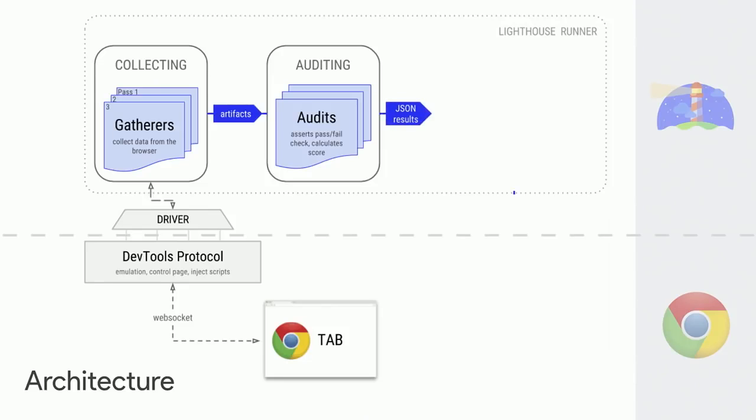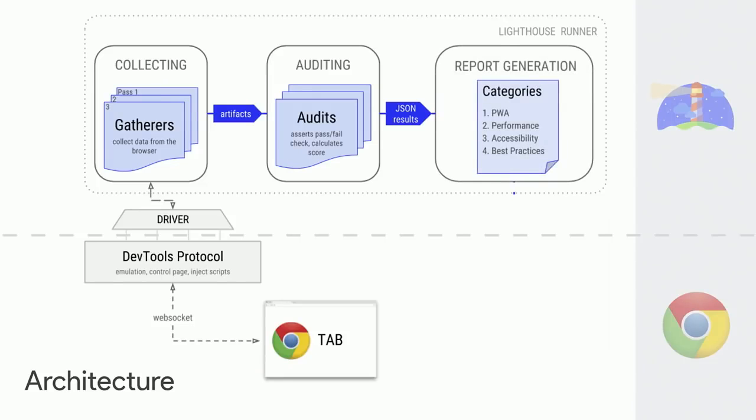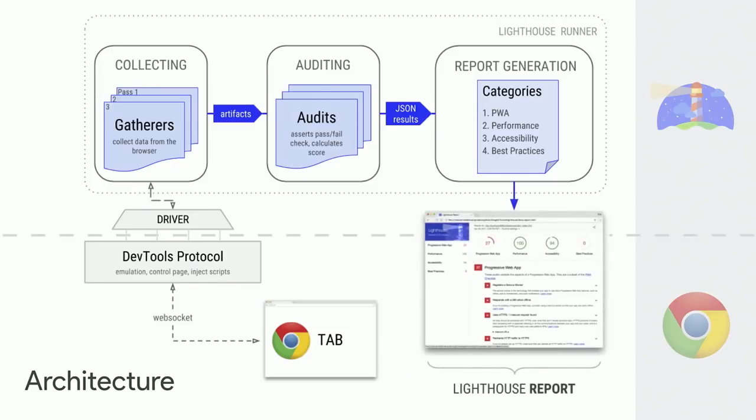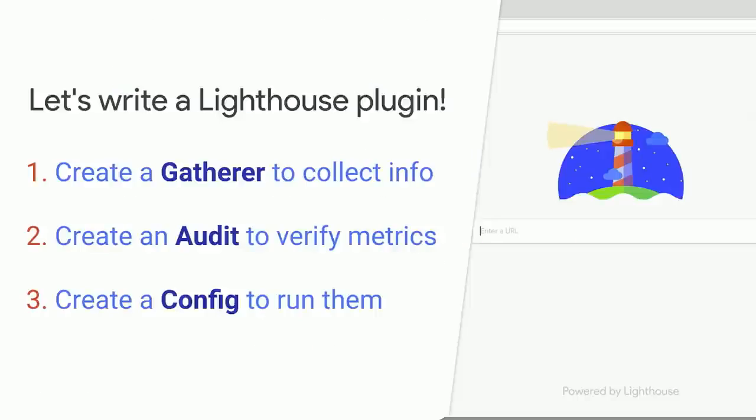That hands off just a big JSON blob of all the data. And then we go into report generation. And so report is basically just categorizing these things. Here's the progressive web app section. Here's the accessibility section, and so on and so forth. So gathering, auditing, and report generation, and that gets you a Lighthouse report. All right. Pretty simple. So with that, we're all on the same page.